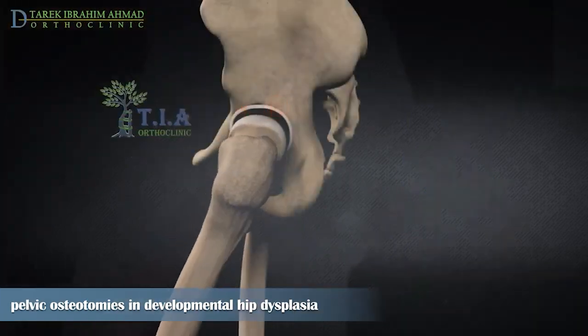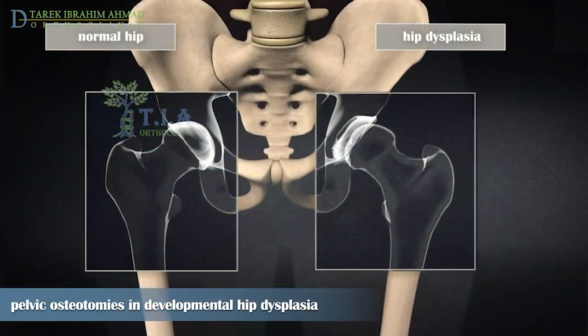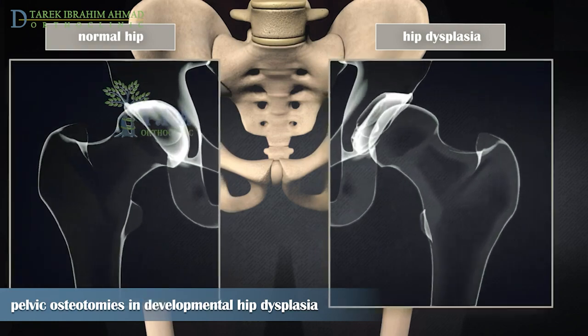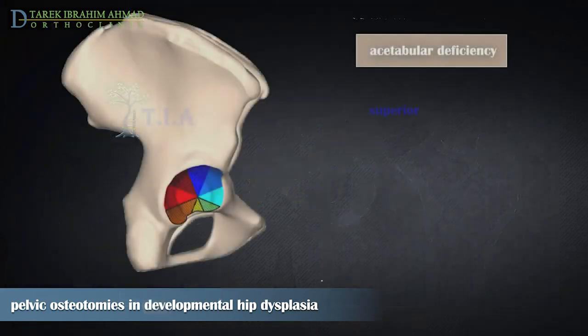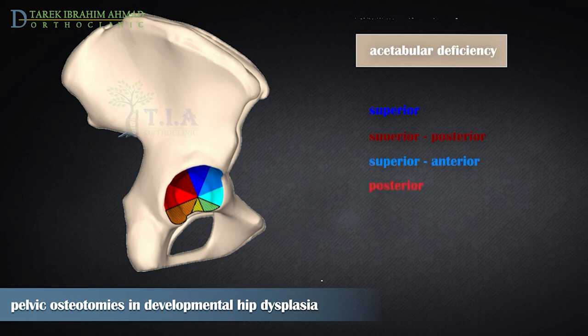Structural defect in the acetabulum is a constant finding in developmental hip dysplasia. It can occasionally be directly superior, anterior superior, or posterior superior. And surgical correction of dysplasia should include correction of this defect to improve the femoral head coverage.